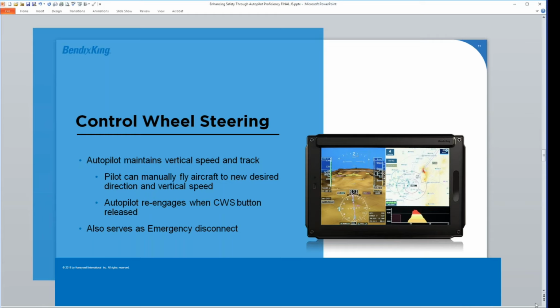Control wheel steering is another really cool feature of an autopilot. It serves two main purposes. The big thing is autopilots don't like to do things quickly. So control wheel steering lets us do a little more of that yank and bank fun flying. I use it a lot personally when I'm out just cruising around.